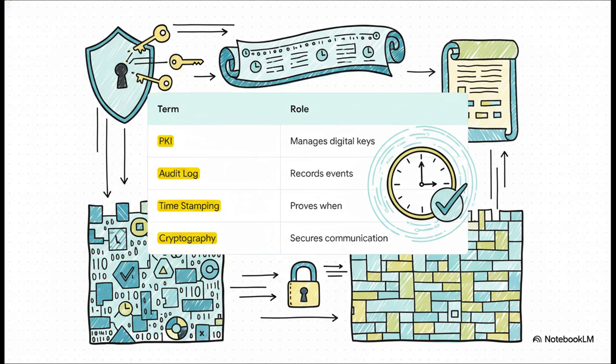First, you've got PKI, Public Key Infrastructure. Just think of it like the DMV for digital keys. It's the trusted authority that issues and manages them. Then you have audit logs, which create this permanent, unchangeable record of who did what and exactly when they did it. Timestamping adds another layer, providing verifiable proof that a document was signed at a very specific moment in time. And of course, all of this is built on the science of cryptography, which is what secures the communication in the first place. Put them all together, and you've got a fortress of proof.